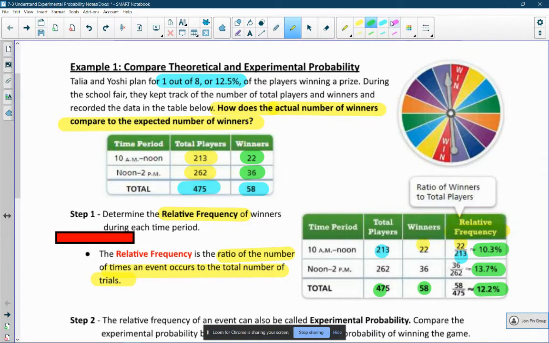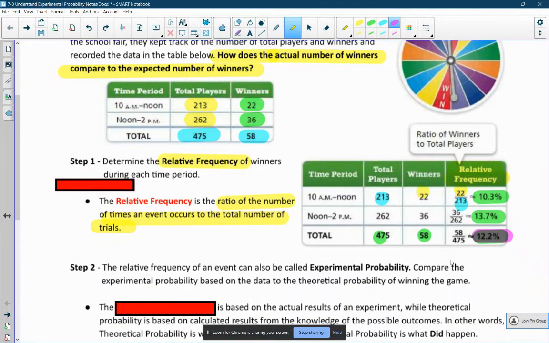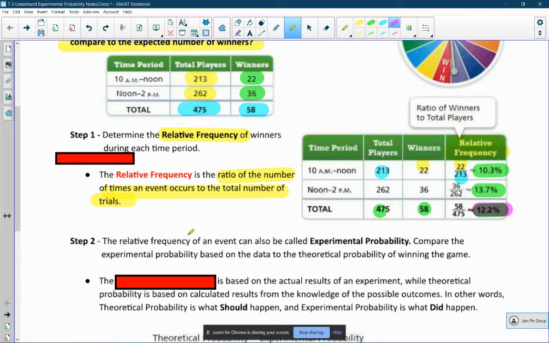Now notice right away, we see the difference here. Because right here at the top, we had 12.5%. That's what we expected, but what really happened? 12.2. So they were close, but they were not the same. So step 2, the relative frequency of an event. So what we found out here, this percent, by taking the number of winners, dividing it by the total, right? We can also call that the experimental probability, right? Experimental, because we did experiments, we did trials, right? They played the thing, they spun the spinner. That's an experiment. And we're going to compare that experimental probability to the theoretical probability.